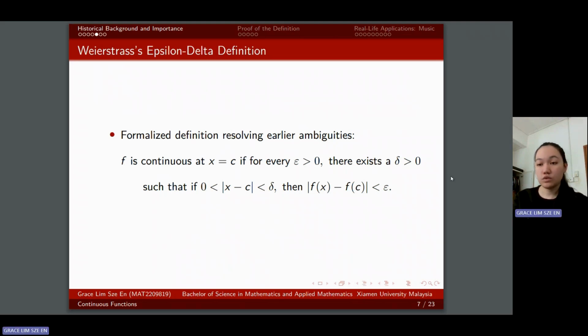a function f is continuous at a point x equals c if for every positive epsilon there exists a positive delta, such that if the absolute value of x minus c is greater than 0 and less than delta, then the absolute value of f(x) minus f(c) is less than epsilon. And it seems like a mouthful, but basically it's saying that a small change in the function's input, in this case x, will result in a small change in the function's output, which is f(x). So a small change in x will result in a small change in f(x).